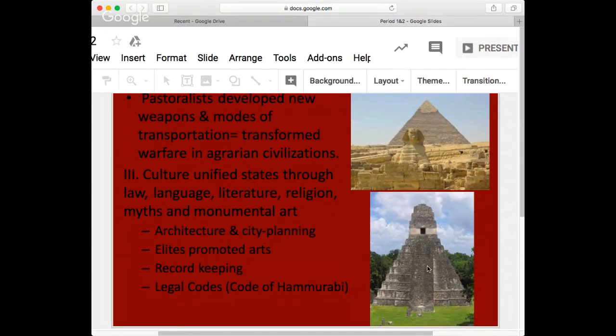This is, what's it called? Tikal in Guatemala. The rich people would promote the arts. They wanted to show off a lot of their power. They would have big art pieces or monumental architecture built for them. And people had laws and record keeping.